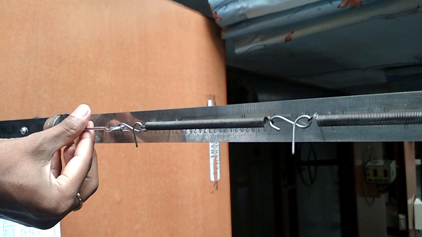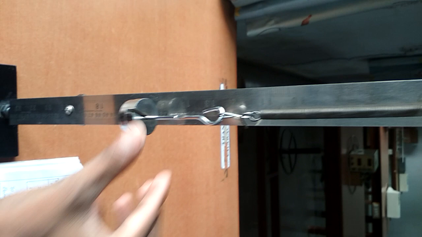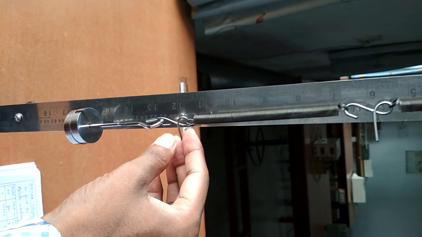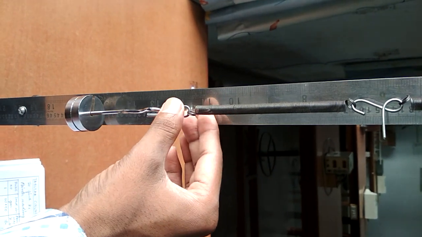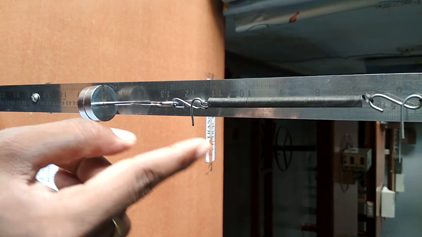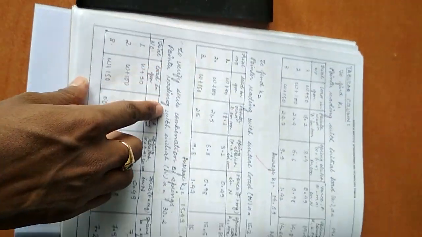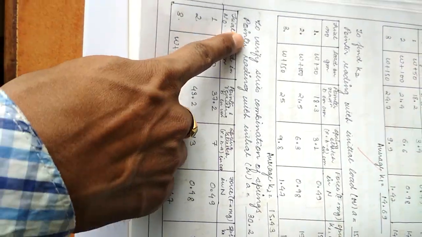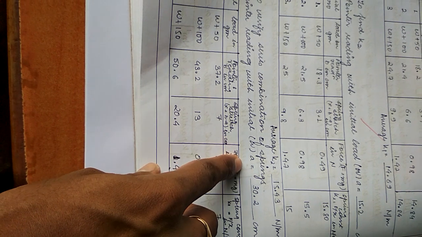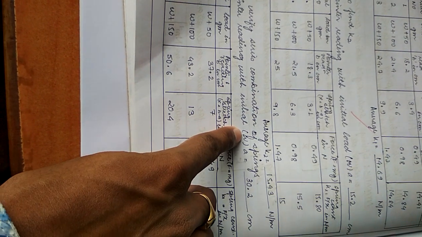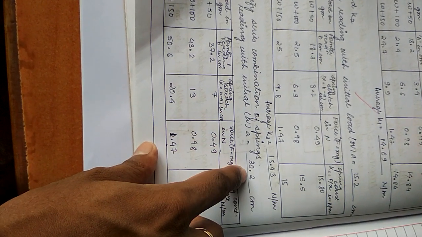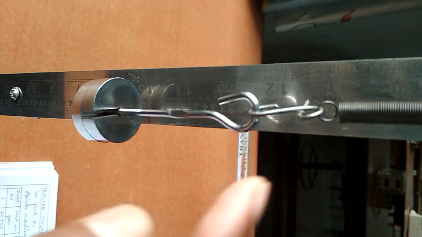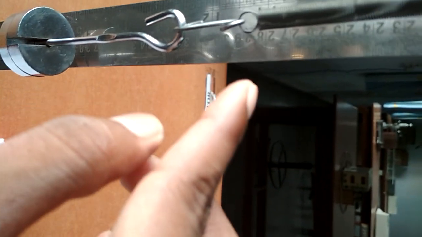Okay, once again, the procedure is the same. This is the pointer reading A, for example, the pointer reading for the dead load. For the series combination, you can see the initial reading A with dead load is 30.2. It means the pointer reading is around 13.2.